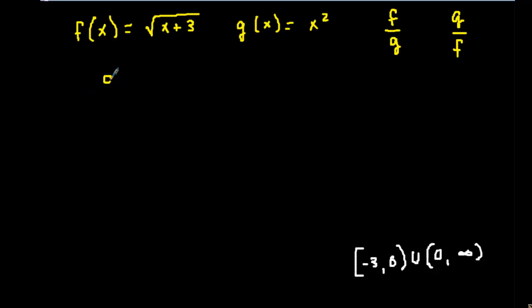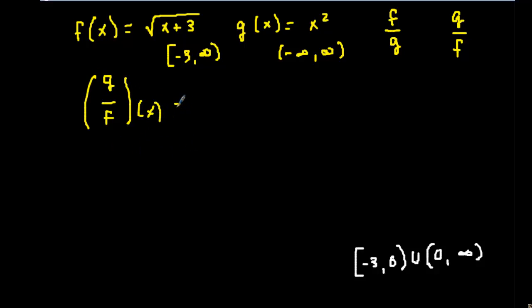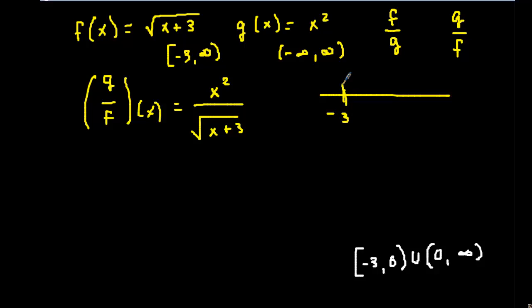Okay, so now we want to do the same two functions, but we're going to do g divided by f. Oops, I erased the domains here, but this was -3 up, and then this was from -infinity to positive infinity. Okay, so g divided by f means we're going to take the g function in the numerator this time, which is x squared, and the f function in the denominator. Now again, the intersection is going to be from -3 on up here.